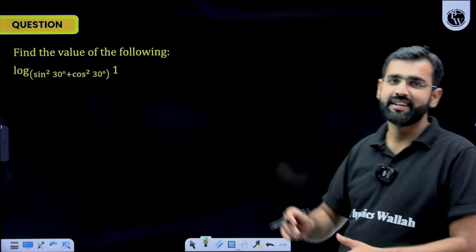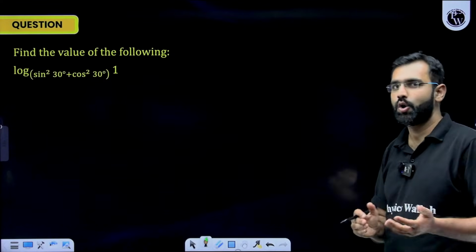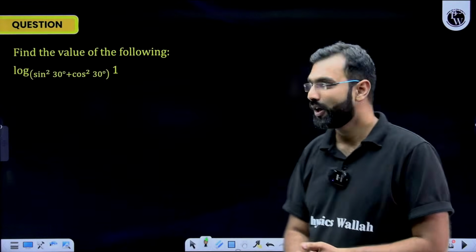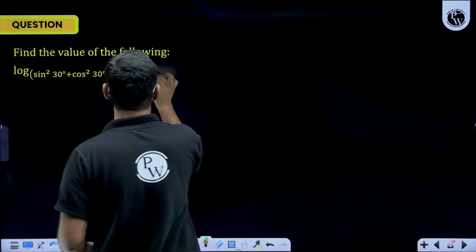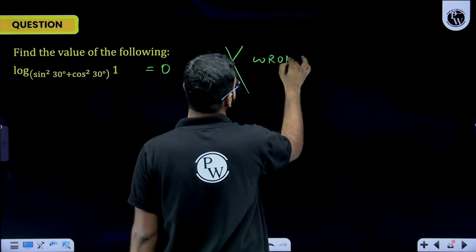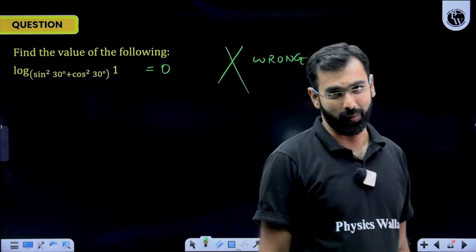Can you help me with the answer to this question? Quickly, participants. The moment you see this, write the answer. Log 1 at any base is 0, right? That's the answer. Log 1 at any base is 0. So that's the answer. But what if I say that this is absolutely wrong?